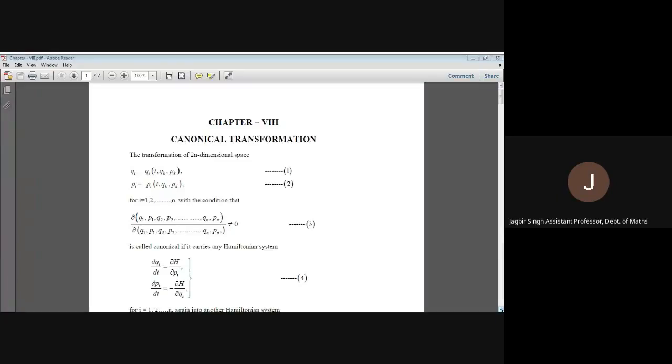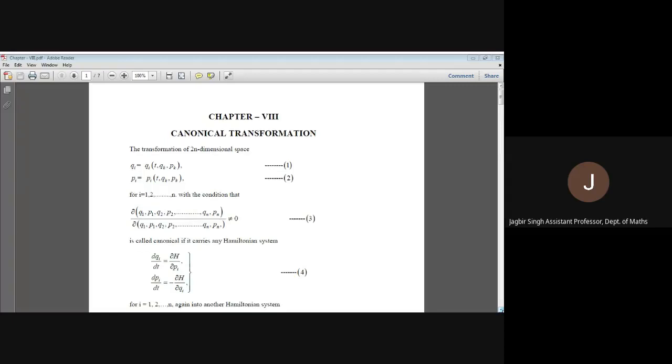Okay, now there are some conditions imposed on these transformations, and the first condition is that the Jacobian of Q1 tilde, P1 tilde, Q2 tilde, P2 tilde, Qn tilde, Pn tilde with respect to Q1, P1, Q2, P2, Qn, Pn should be non-zero. Means the Jacobian of new coordinates with respect to the old coordinates should be non-zero. And such a transformation is termed as canonical if it carries the Hamiltonian system into the corresponding Hamiltonian system.